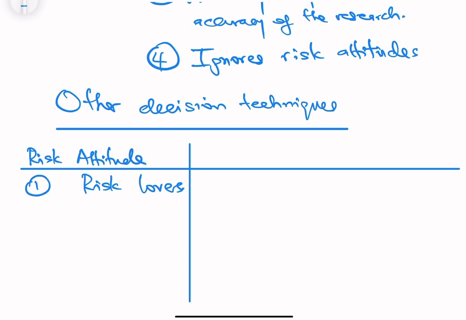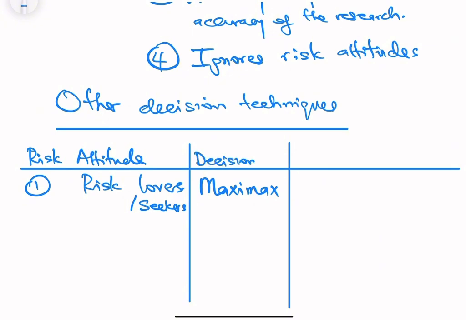The risk lovers, who are those? Those are the people that like to take risks. So they are also called risk seekers. And they are the people that will maximize. So that's Maximax people. That's their decision criteria. And what does that mean? It means that these are the people that want to maximize the best outcome.